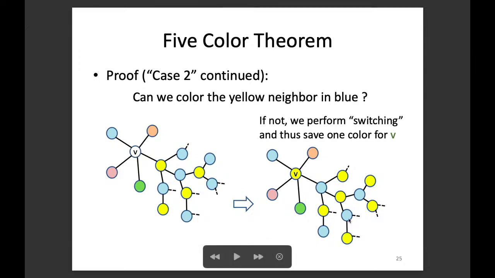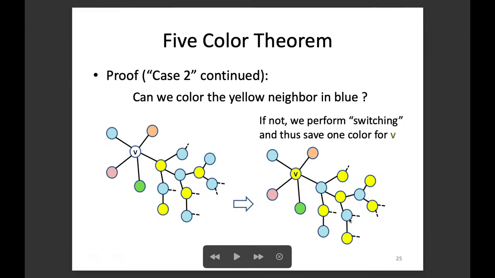Now, if this can be done without any problem, then we save one color. So originally, this is blue, this is yellow, but then we can change this to blue and blue so that we can use the yellow for V now. So if this is the case, then it is good. So it is a perfect case for us.